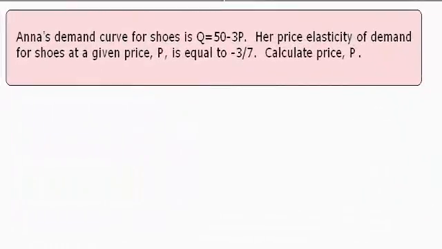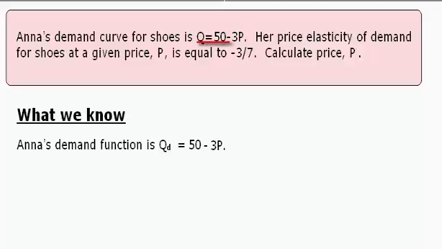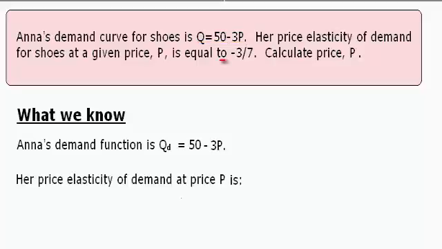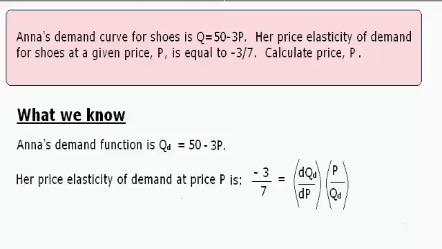When starting a word problem, always start with what you know. In our case, we know that Anne has a demand function of Q equals 50 minus 3P. We also know that her price elasticity of demand at price P is -3/7. What we also know is that the price elasticity of demand can be presented by the equation of the derivative of the demand function multiplied by P over Q. So what we're looking for is the price P.